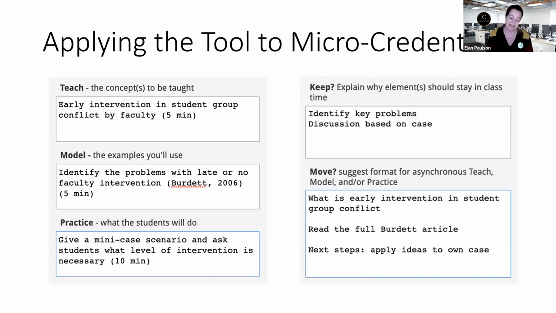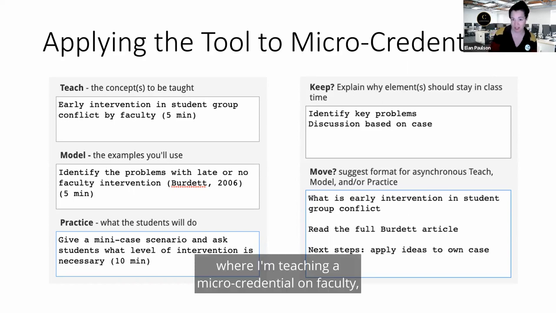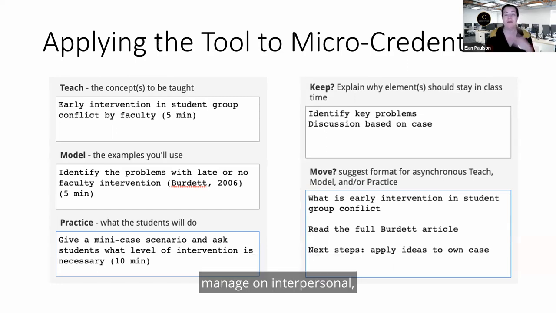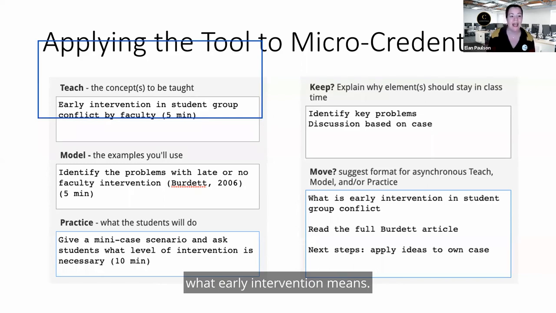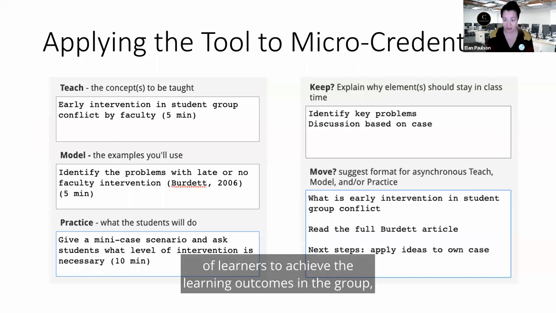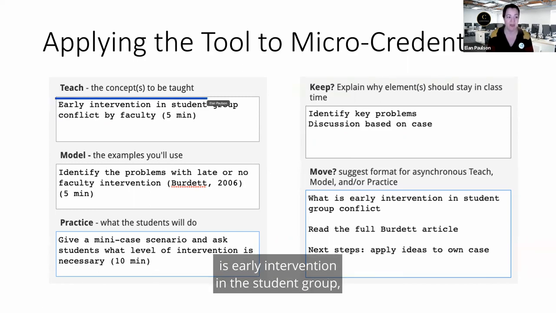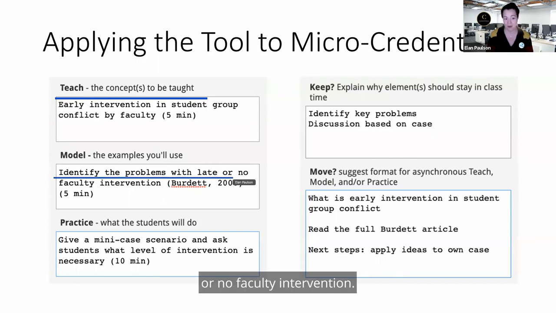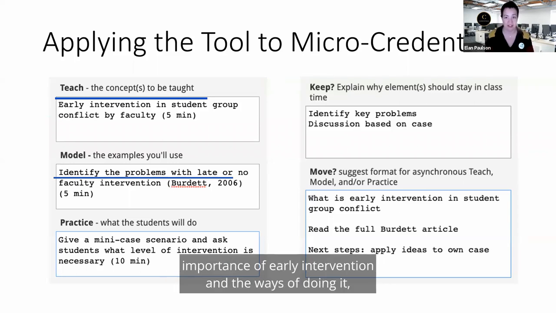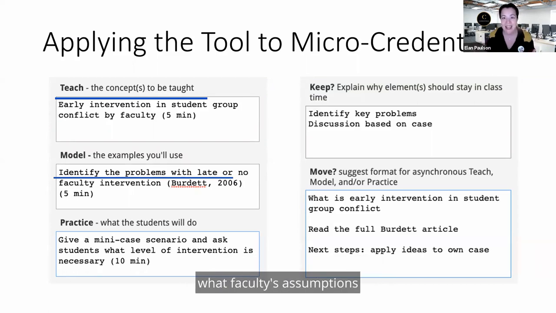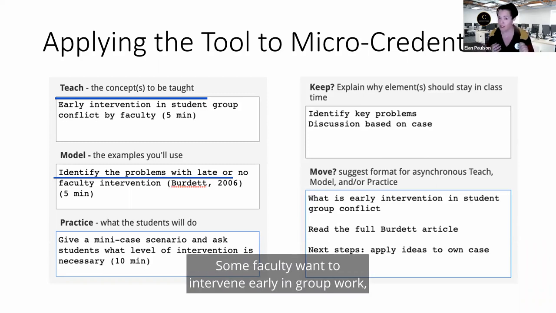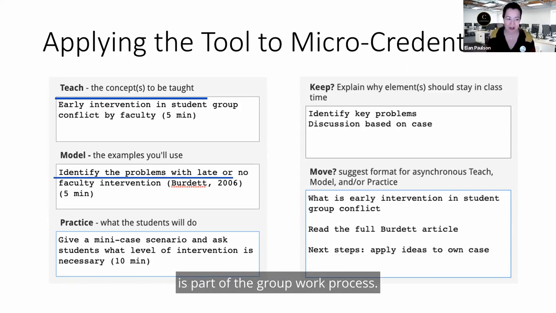So in applying this H5P activity to my own context, where I'm teaching a micro-credential on faculty managing and minimizing interpersonal conflict in group work, this tool helped me to really think about if I wanted to help faculty reflect on what early intervention means and when it should be done for the benefit of learners to achieve the learning outcomes in the group, then first I need to dial back and be very specific about what it is I'm trying to achieve. So here the concept that I'm focusing on is early intervention in the student group. And then I'm modeling the example by identifying the problems with late or no faculty intervention. So before we can even talk about the importance of early intervention and the ways of doing it, we need to elicit what faculty's assumptions and perhaps biases are around intervention. Some faculty want to intervene early in group work, while others think that struggle and storming is part of the group work process.